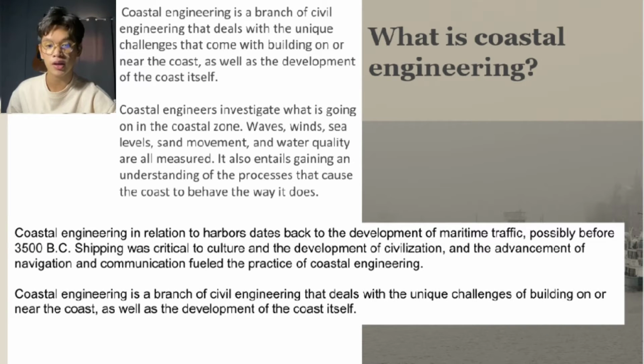What is coastal engineering? Coastal engineering is a branch of civil engineering that deals with the unique challenges that come with building on or near the coast, as well as the development of coast itself. Coastal engineers, as explained previously, have a basic understanding of the characteristics and physical behavior of the coastal environment, as well as the ability to apply engineering principles and concepts to developing opportunities and solving problems in the environment.